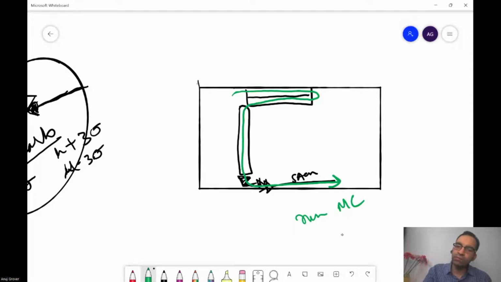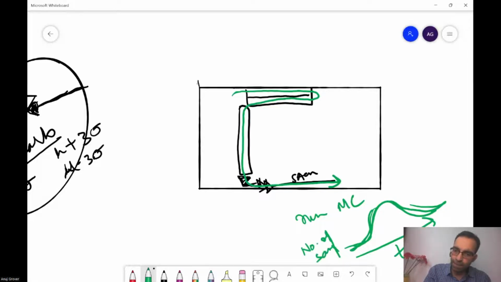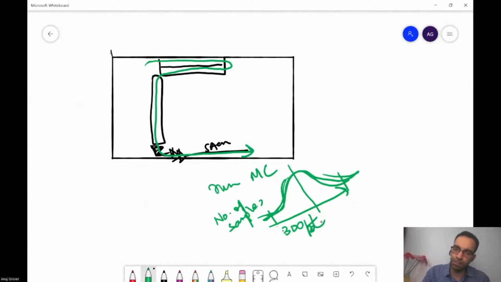So what would we get? We would get a delay path. We would get a distribution of at what time my SAEN will arise. So this will be time. This is number of samples. So you will get at what time my SAEN will arrive fastest. Let us say 300 picoseconds is the fastest arrival of my SAEN signal there. Are you with me? Understood so far?